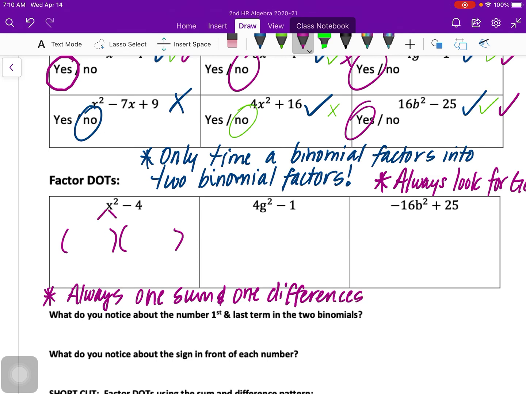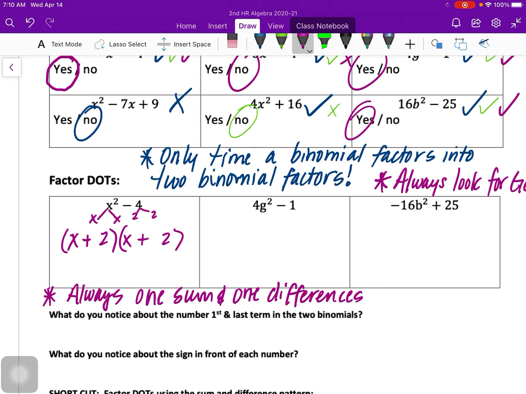So first term, there's only one way to factor x squared, and that is into x and x. So that's our first term. And then when we factor 4, we're looking for the factors of 4, which are 2 and 2. Perfect square: what do we square to get the number 4? 2 and 2. So one is going to be a sum, one is going to be a difference.